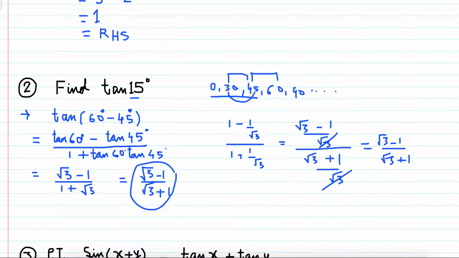I had picked 60 here because 60 does not have this term 1 by root 3. So we will save this extra step of cancelling these values. That's why I picked 60 and 45, so that we directly get the answer.